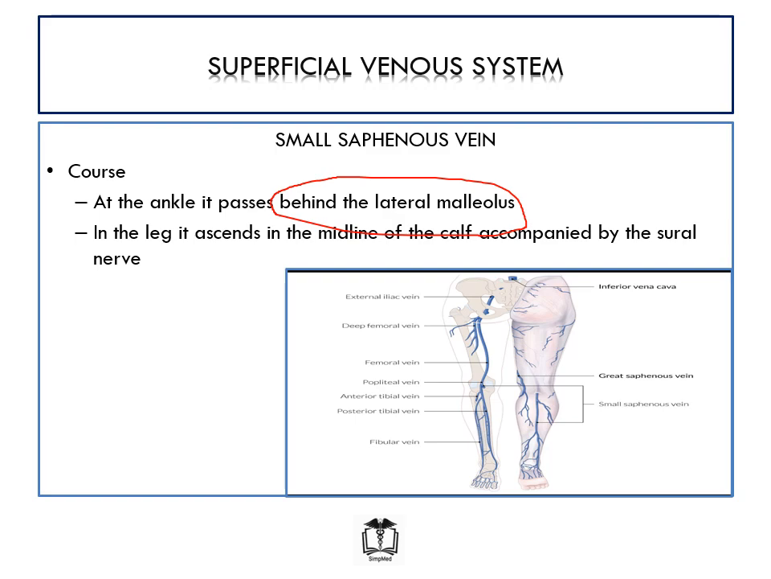As it ascends through the leg, it is found directly at the back of the leg, posteriorly, and it's found on the midline of the calf. So it is usually found just in the middle of the leg, as you can see. This is the short or small saphenous vein ascending in the middle of the calf and towards the knee.